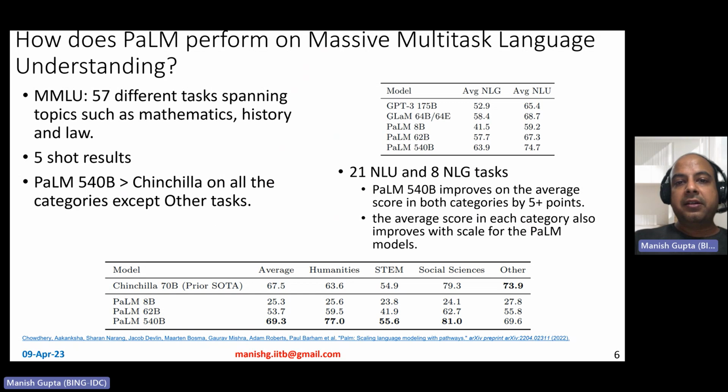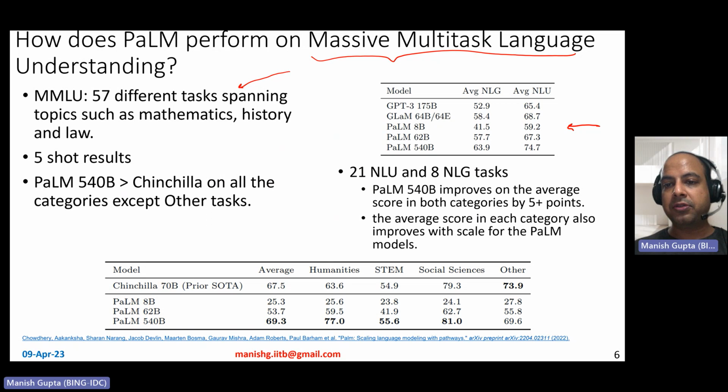So MMLU, or Massive Multilingual Language Understanding, is a benchmark of 57 different tasks spanning topics such as mathematics, history, and law. How does PaLM perform on this benchmark? Well, here are the 5-shot results. So you give 5 examples and then also the test example for it to predict. As you observe, compared to GPT-3 or GLaM model, PaLM models actually perform really well.